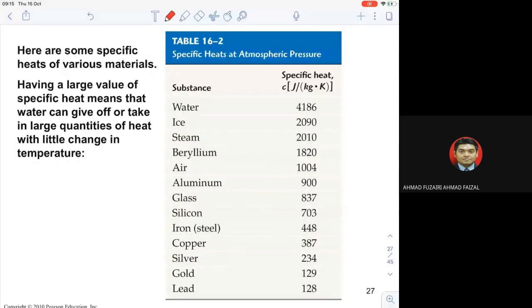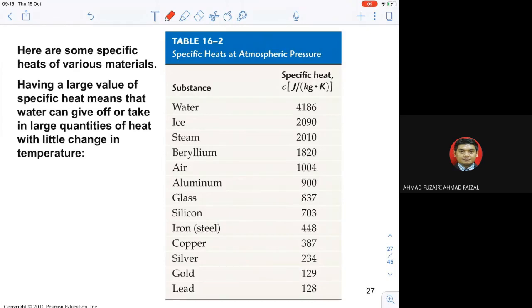It takes a lot of heat to reach a certain temperature difference, and it also takes a lot of heat to cool down. That's why water has a higher specific heat value compared to other things. When we compare water to the pan we use for cooking, our frying pan is made from maybe aluminium or something, it has a much lower value of specific heat.